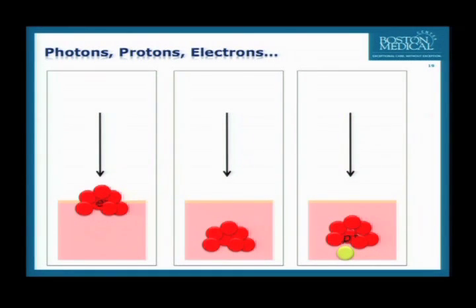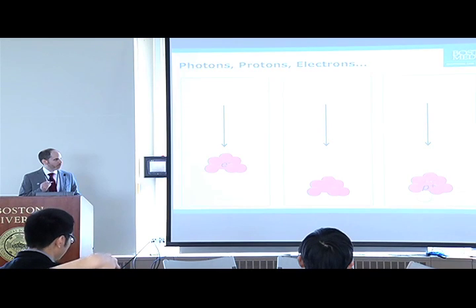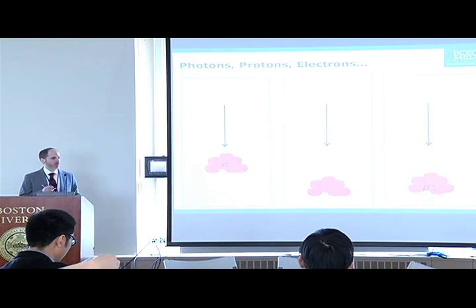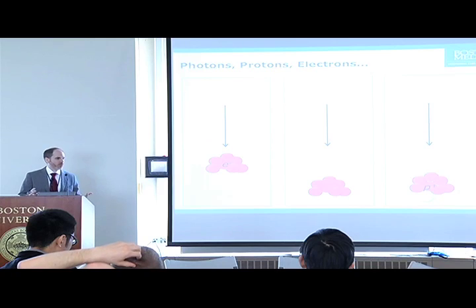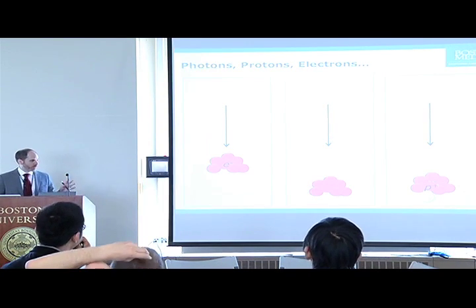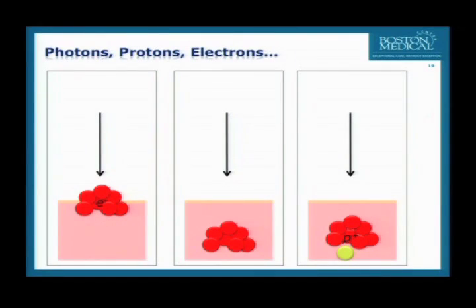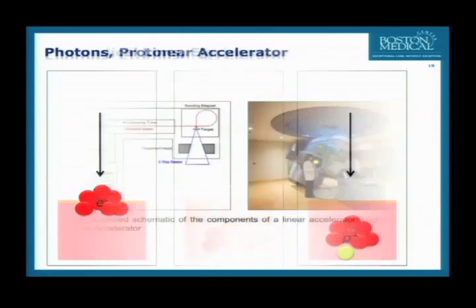So this is a situation where, let's say, this was something very important, like your brain, and this was a tumor on the edge of your brain. You would treat with protons, because you can stop the protons right before they get to your brain, or whatever critical thing that is. Protons are extremely expensive, and that's why they're not at every mom and pop radiation oncology shop. I'll talk a little bit about that in a minute.